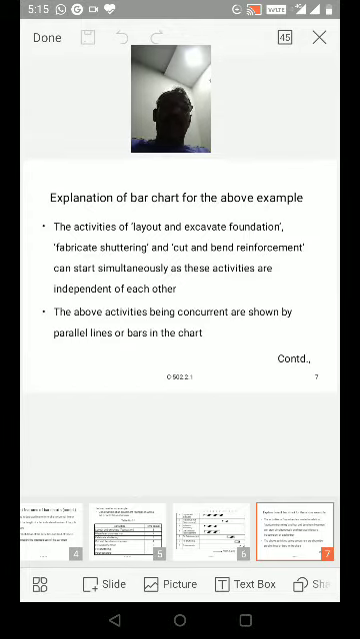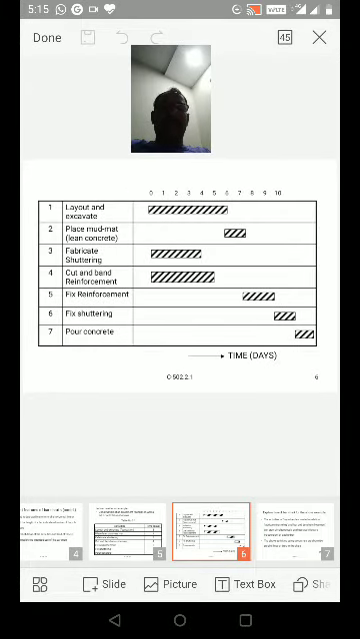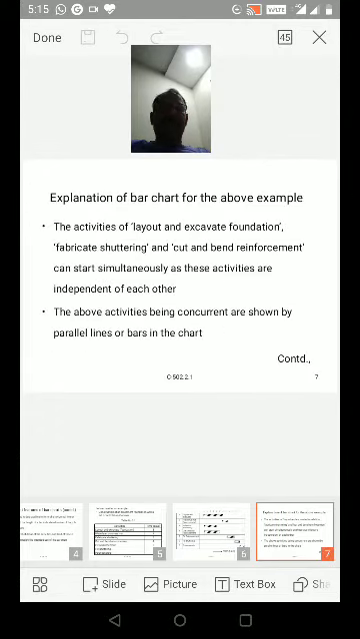The activities of layout and excavate foundation, fabricate shuttering, and cut and bend reinforcement can start simultaneously as these activities are independent of each other. These are activities 1, 3, and 4. The above activities being concurrent are shown by parallel lines or bars in the chart.